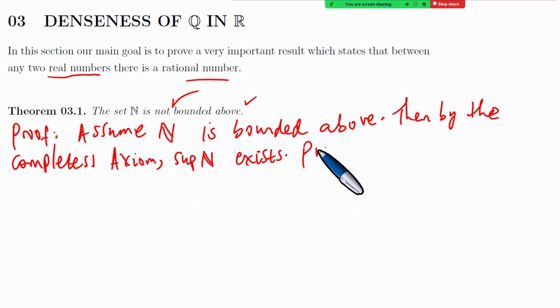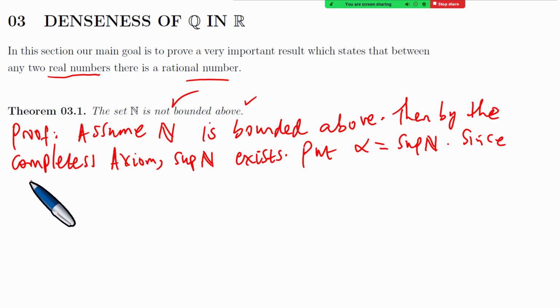What we do then, we call this supremum of the natural numbers alpha. Yeah, let's give it the name alpha. Since we can subtract 1, this is by algebraic construction, we can subtract 1 from this supremum.